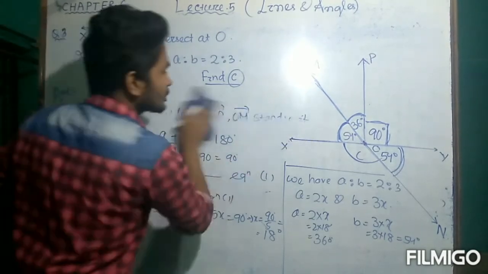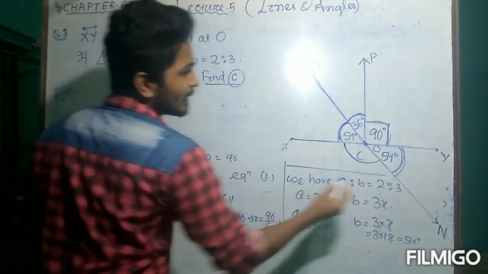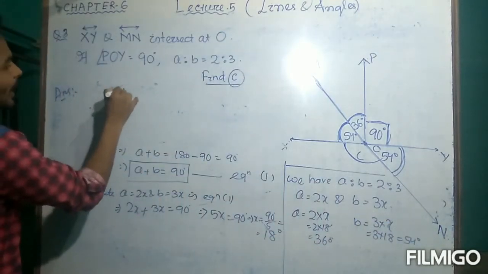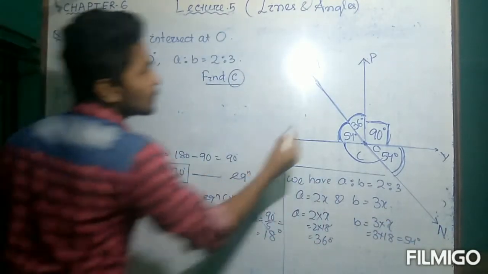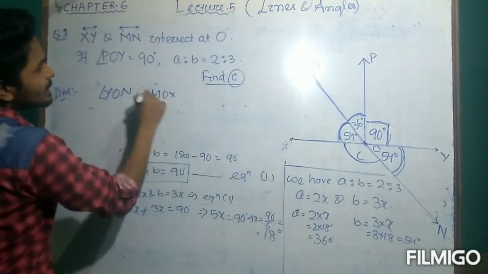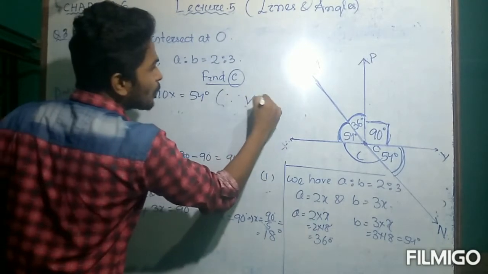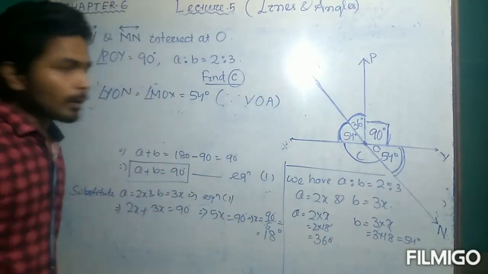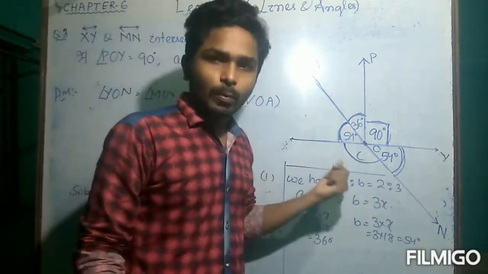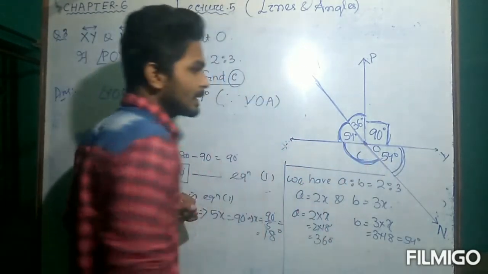So you can write YON is equal to MOX is equal to 54 degree. Reason is vertically opposite angles. Okay, or theorem number 6.1, the vertical opposite angles are equal. Now you have to find this value, this angle's value C.